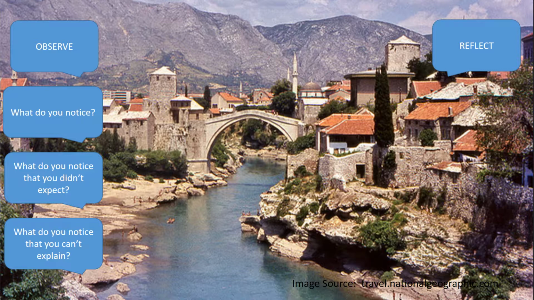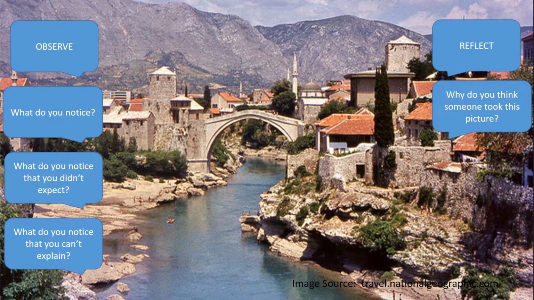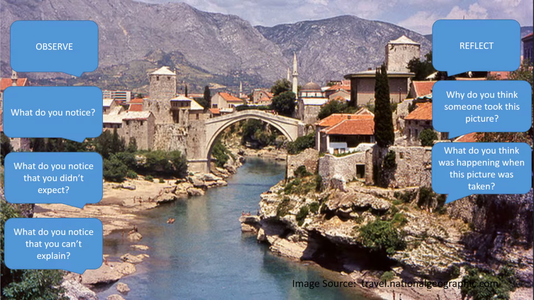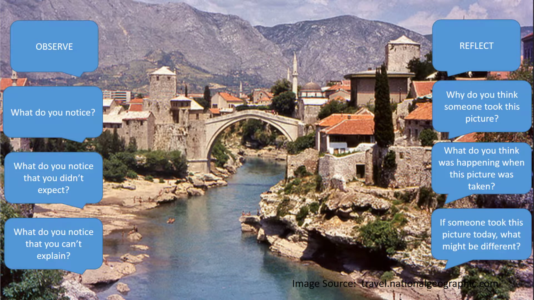For this image, we might ask students, why do you think someone took this picture? What do you think was happening when this picture was taken? If someone took this picture today, what might be different? So we've given students an opportunity to make some observations and to be reflective.